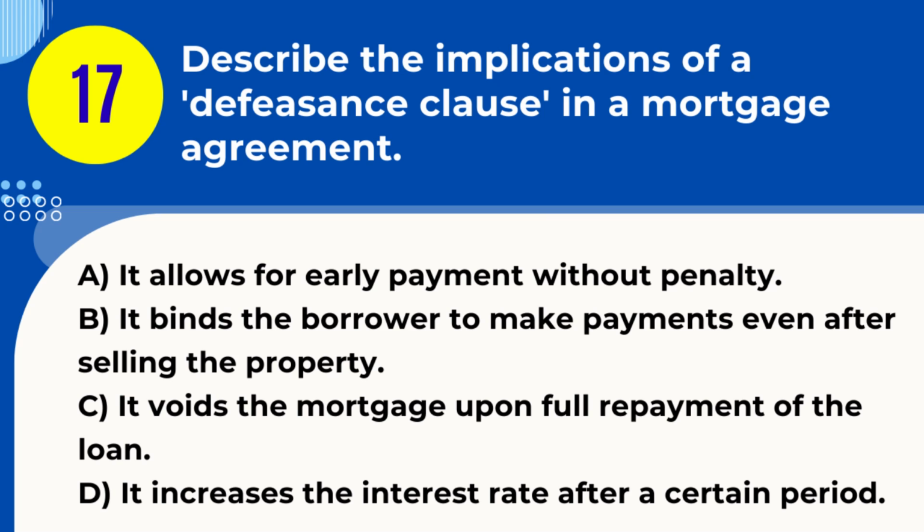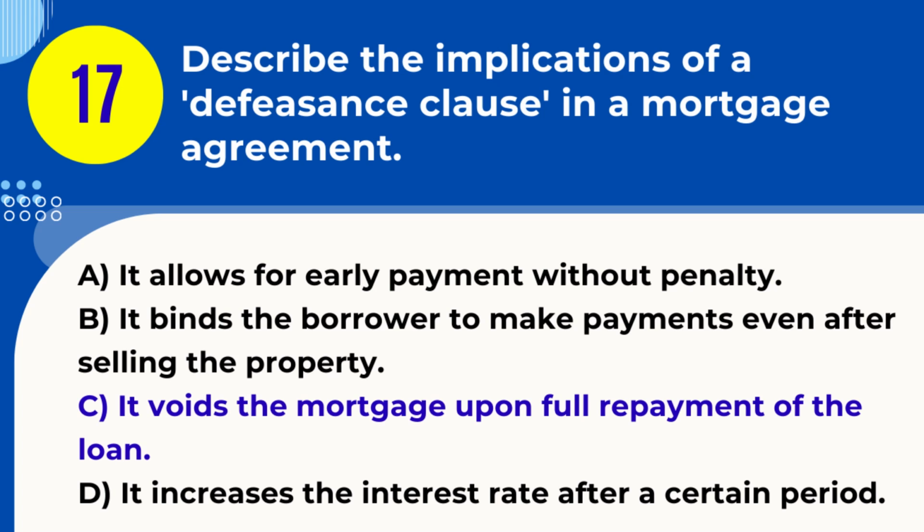Describe the implications of a defeasance clause in a mortgage agreement. A. It allows for early payment without penalty. B. It binds the borrower to make payments even after selling the property. C. It voids the mortgage upon full repayment of the loan. D. It increases the interest rate after a certain period.